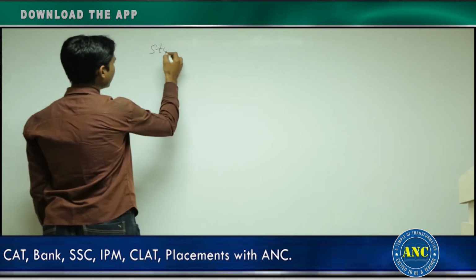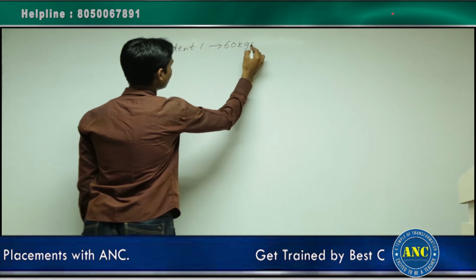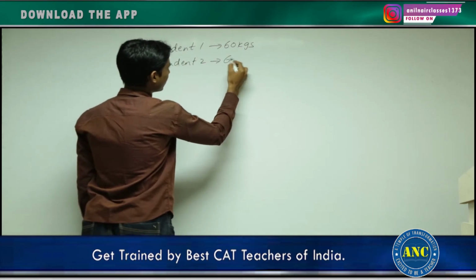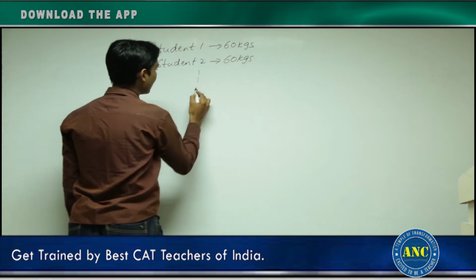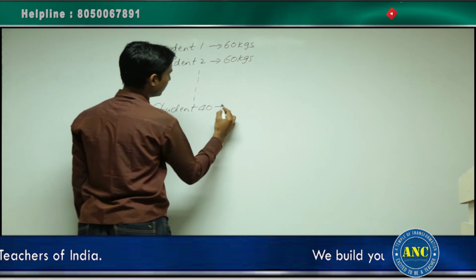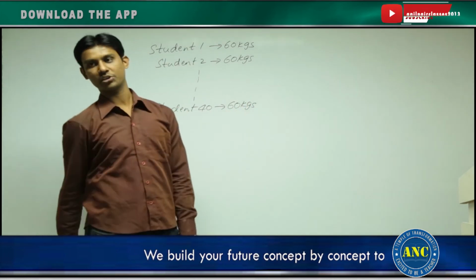That means student 1 is 60 kg. Student 2 is also 60 kg. Similarly, there are totally 40 students. The last student, the 40th student, is also 60 kg of weight. That is the meaning of the first statement: there are 40 students in the class, average weight is 60 kg.